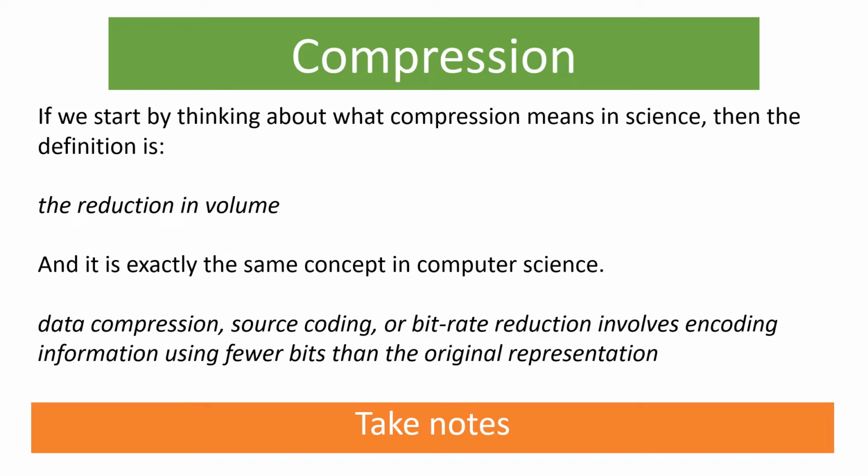So compression is the reduction in volume of data. Think about it in science, the reduction of volume in anything. But in computer science, it's exactly the same. Data compression is where we reduce or remove any data that's unwanted, so it's a smaller size than it originally was. This saves us space in memory.